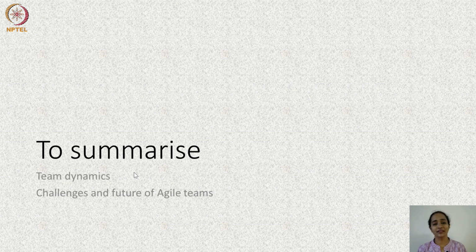To summarize, in this lecture, I focused on team dynamics in Agile teams. We talked about how teams develop. That is, there are two aspects here. One is the development of the team and one is the task work. The team development was explained through the 5 phases of team development model. Then we looked at communication, coordination and collaboration in Agile teams and how they are different from traditional teams. Then we close the chapter by looking at the challenges that people face when they work in Agile teams and what is the future of Agile teams.